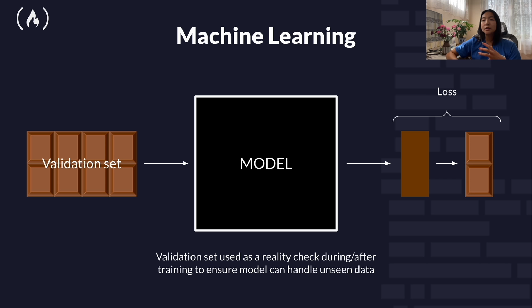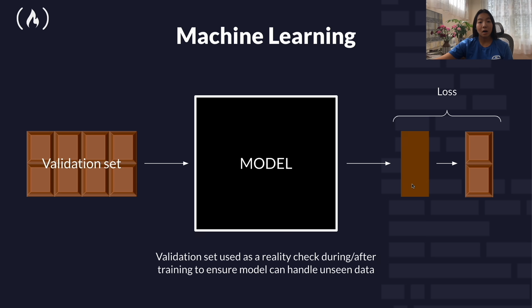Once we've made a bunch of adjustments, we can put our validation set through this model. The validation set is used as a reality check during or after training to ensure that the model can handle unseen data still. So every time after we train one iteration, we might stick the validation set in and see what the loss is there. And after our training's over, we can assess the validation set and ask what the loss is there. But one key difference is that we don't have that training step. This loss never gets fed back into the model. That feedback loop is not closed.